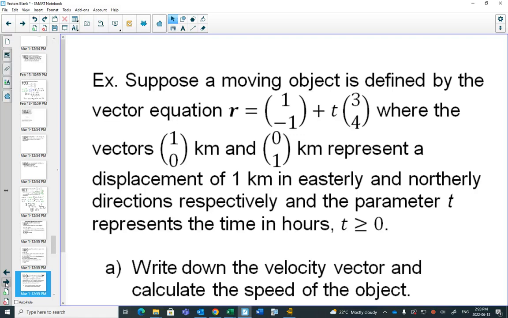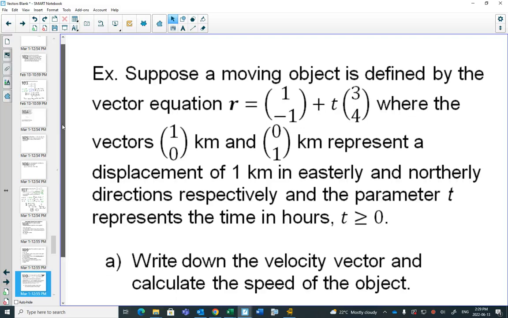So we've got our vector equation. We've got a starting point, 1, -1. And the unit vectors, in this case, represent kilometers. So the 1 kilometer means 1 kilometer to the east, because that's your x. And the -1 on the bottom would be 1 kilometer to the south, because a +1 would be in your y direction to the north. And time is in hours.